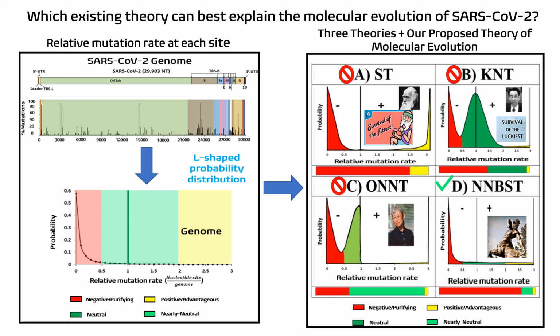We also have a comparison of the SARS-CoV-2 mutation rate at the temporal level over time, again showing that these first three theories do not adequately explain the mutation rate for this virus, which is instead consistent with NNBST.